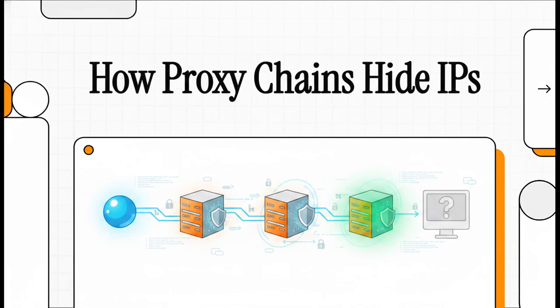Welcome to this explainer. Today, we're taking a seemingly invisible cybersecurity concept and completely breaking it down. We are talking about exactly how proxy chains hide IPs. If you want to understand the real mechanics of digital privacy and network defense without getting bogged down in all that unnecessary jargon, you are in the exact right place. We're going to make the invisible visible.